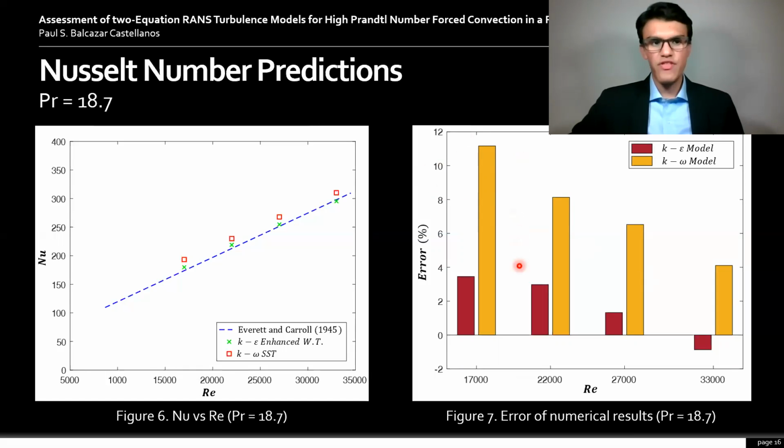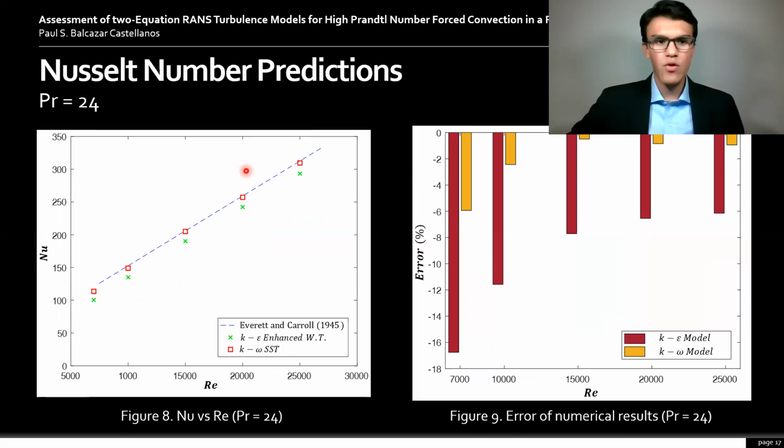It is worth pointing out that for this and the previous Prandtl number test cases, both turbulence models overestimate the Nusselt number. Additionally, the K epsilon remains the preferable one for these models. Conversely, when we look at Prandtl number equal to 24, we see that there is a shift, and now the Nusselt number is underestimated. And the K omega does an excellent job at predicting the Nusselt number from the experimental results. As can be seen in the figure on the right, there is a very large error in the K epsilon model for Reynolds of 7,000. And that is because at this number, there is still a transition between laminar flow and turbulent flow.